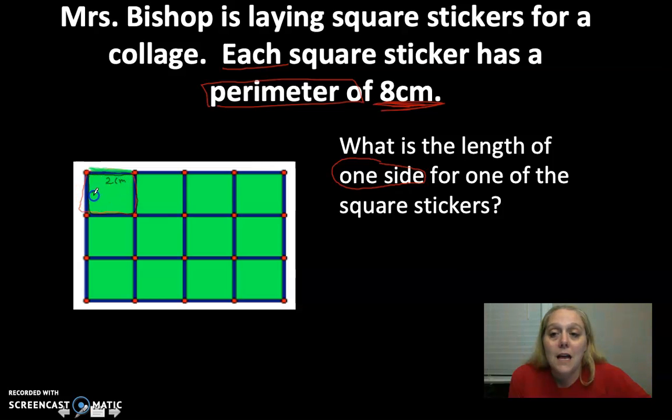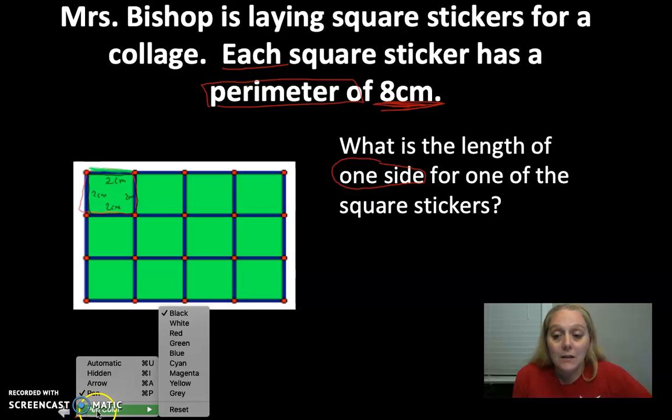Okay. So one of these sides would need to equal 2 centimeters. This side would have to be 2 centimeters. This side would have to be 2 centimeters. This side would have to be 2 centimeters. And that side would have to be 2 centimeters. So that means each one of these sides has to be 2 centimeters long because it said that each square sticker has a perimeter of 8 centimeters. So we've got 2, 4, 6, 8. It didn't say that the whole collage had a perimeter of 8 centimeters. It said that each square sticker had a perimeter of 8 centimeters.